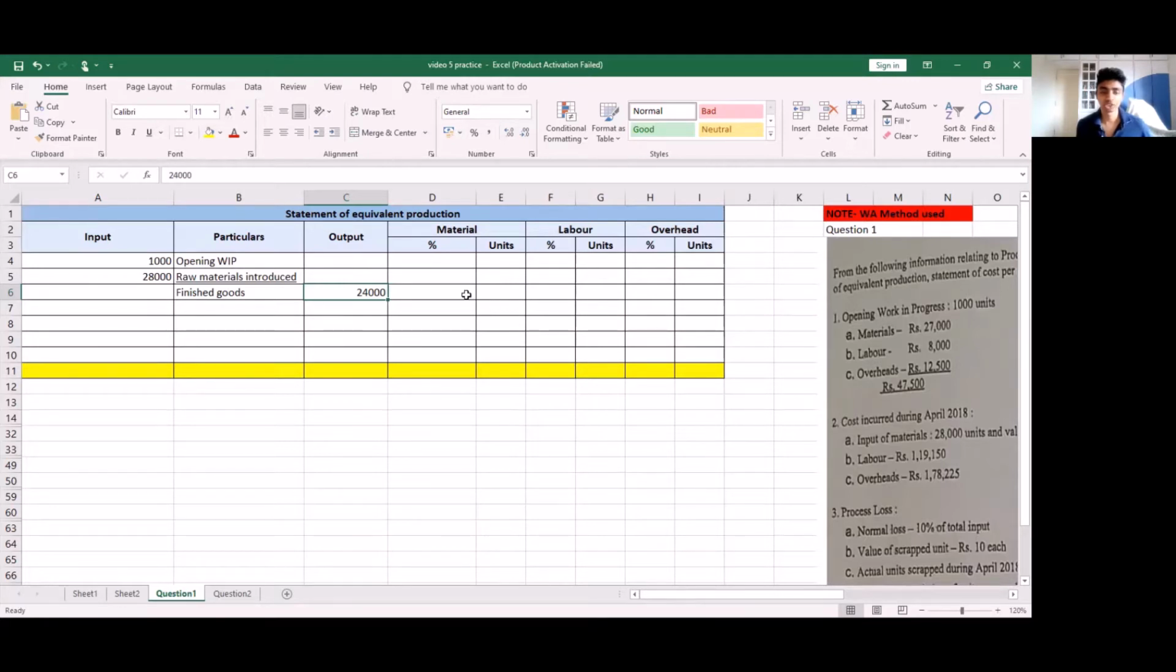So we know that for finished goods, all work has been completed. So 100% work is completed for materials, labor, and overheads. So this means the number of units will be 24,000.